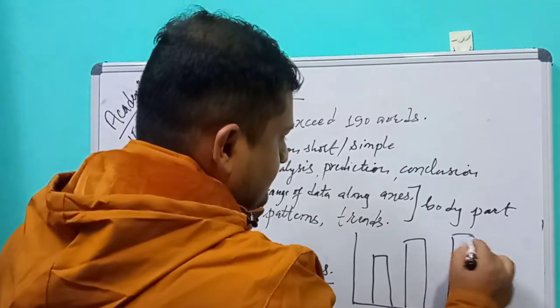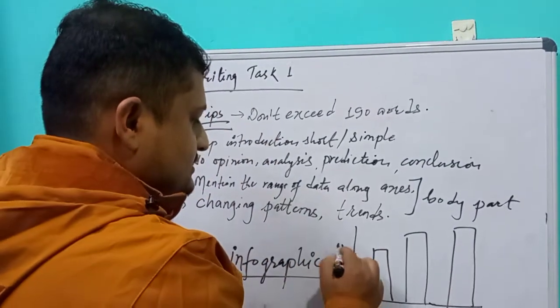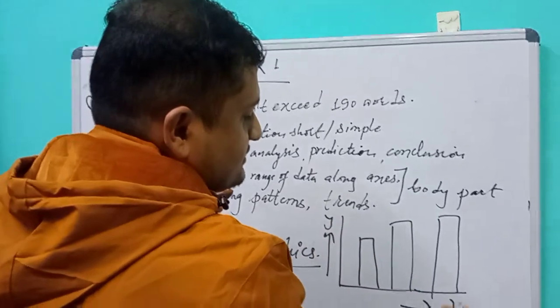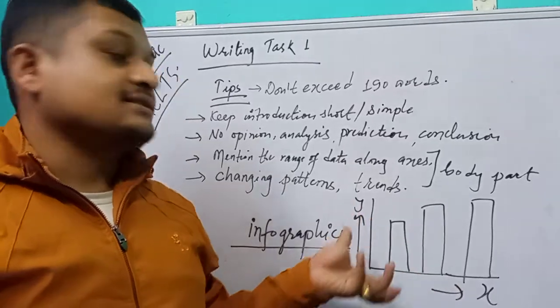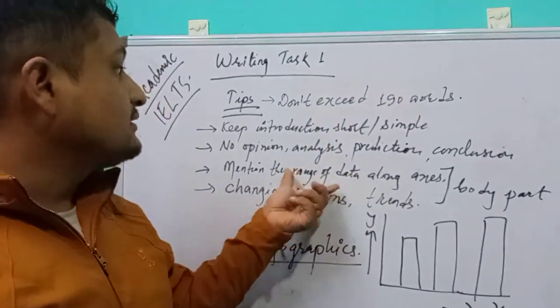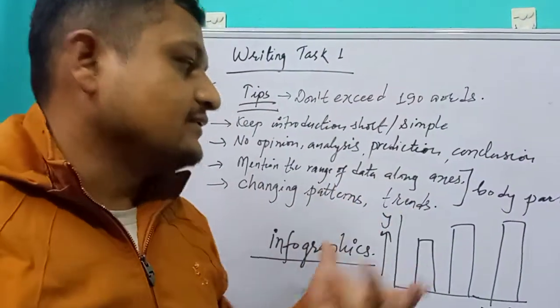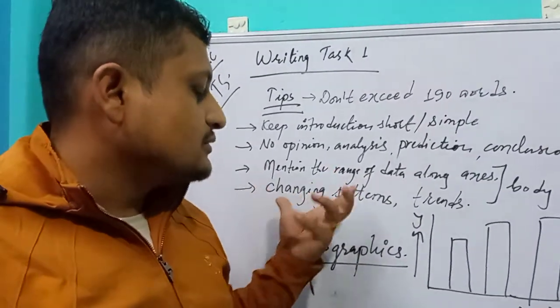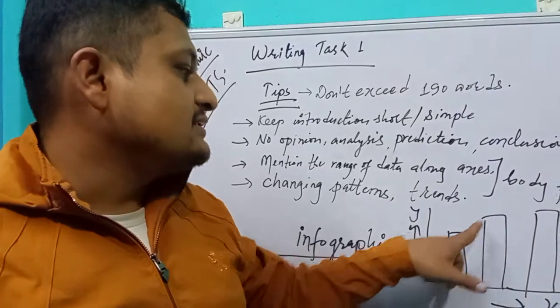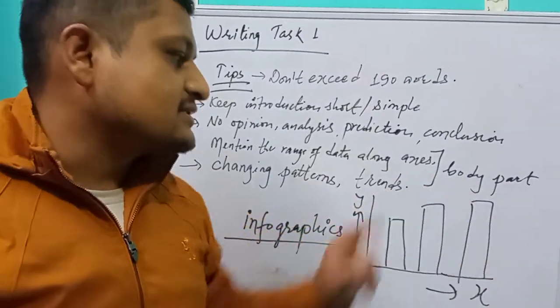So it's a bar diagram. So this is the y-axis, this is the x-axis. You should precisely describe about both the axes in order to make your writing effective and more accurate and precise. So what I recommend is to you to mention the range of data, minimum to the maximum.